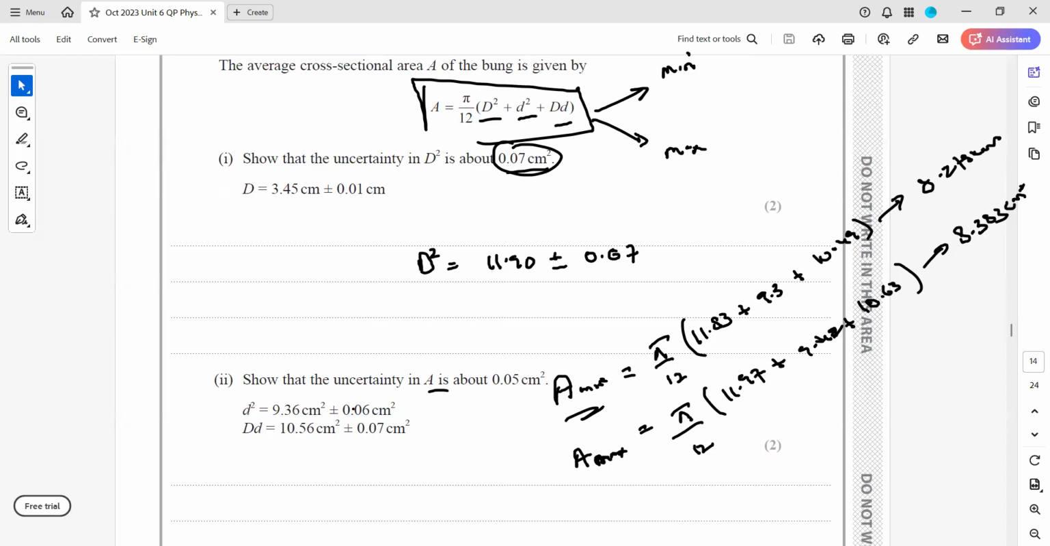What I have to do is just take the uncertainty. If I have the two values, what is the formula for uncertainty? It's maximum minus minimum divided by 2. So uncertainty will be maximum value minus minimum value divided by 2. That will give us the uncertainty in A, which is how much? 0.053. Okay. Is it clear? This one?